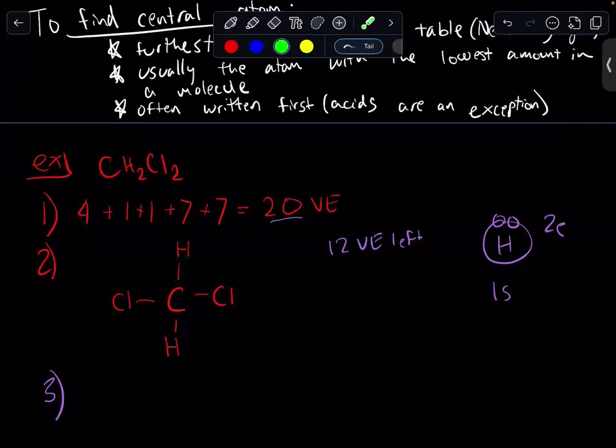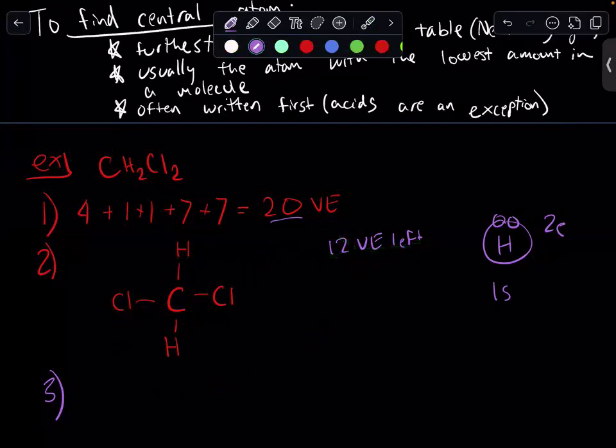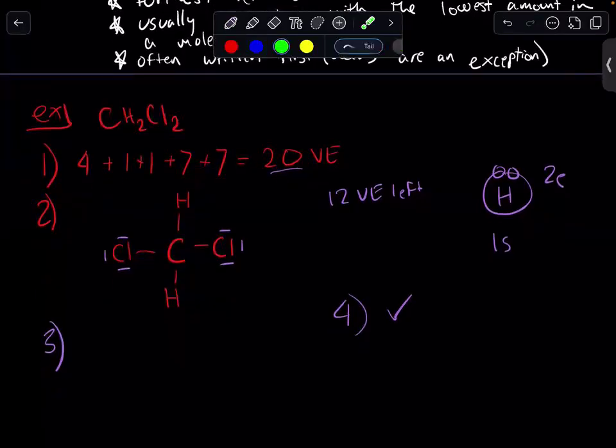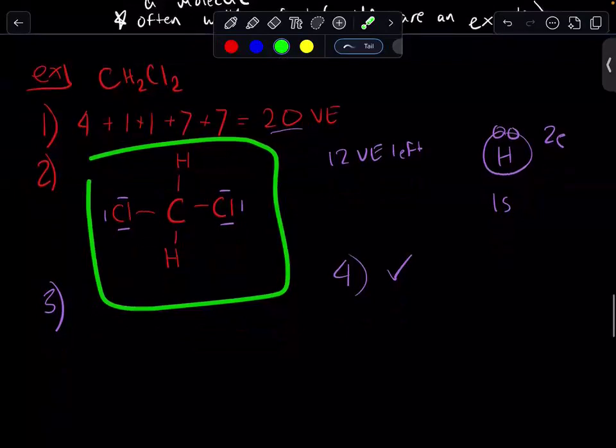So furthermore, carbon in the middle has 2, 4, 6, 8 electrons. Carbon is happy. So we have 12 valence electrons. They're only going on the chlorine. So let's go ahead and add them. 2, 4, 6, 8, 10, 12. All right. So that seems to be our diagram. Step 4, we're going to check it. It looks good. So that is our diagram for CH2Cl2 as written.